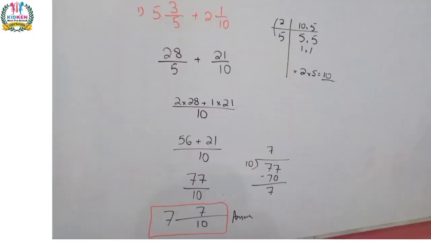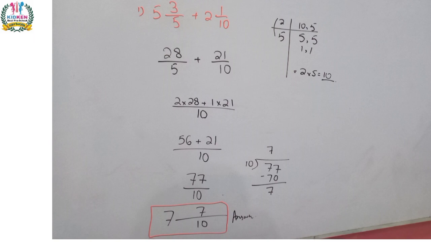Next question is the same as the previous question, but there is a slight difference. So simply you can convert the mixed fraction to a normal fraction. So 5 fives are 25 and 25 plus 3 we have 28. So we have the answer 28 upon 5. Then 10 twos are 20 and 20 plus 1 is 21, then our answer is 21 upon 10.